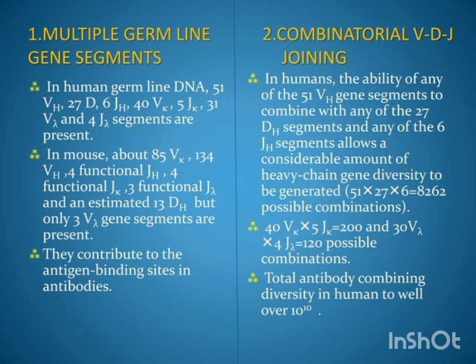The combinatorial VDJ joining. In humans, the ability of the 51 VH gene segments to combine with any of the 27 DH segments and any one of the 6 JH segments allows a considerable amount of heavy chain gene diversity to be generated. So it is equivalent to 120 possible combinations, taking the total antibody combining diversity in humans to well over 10^10.